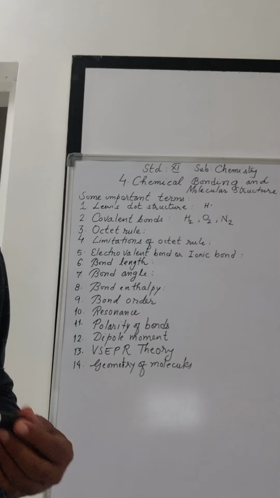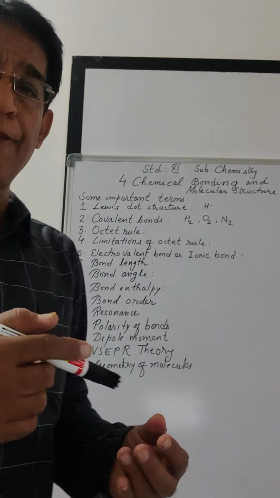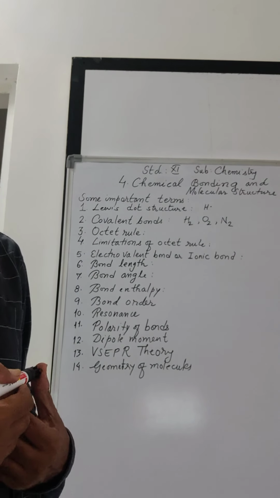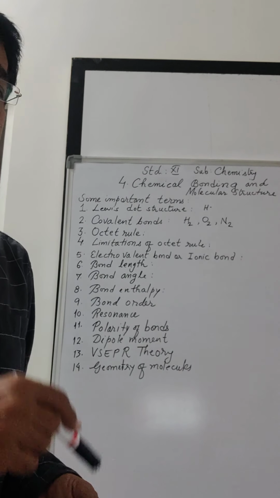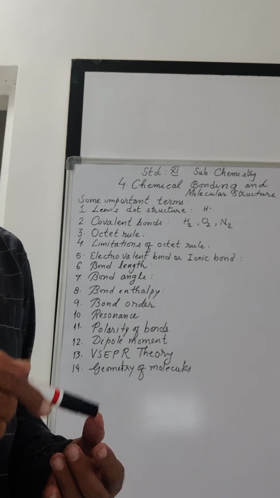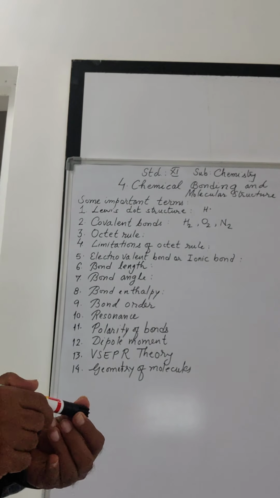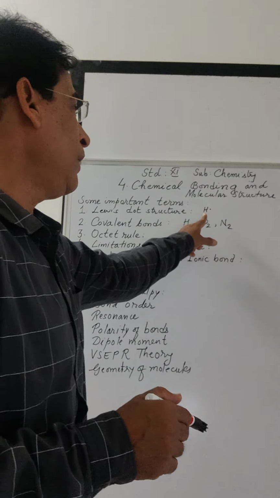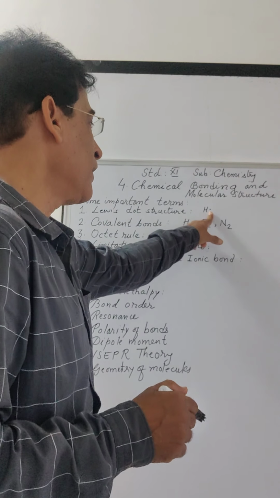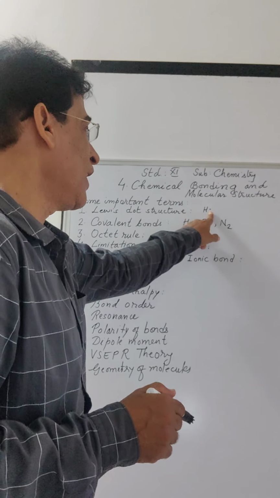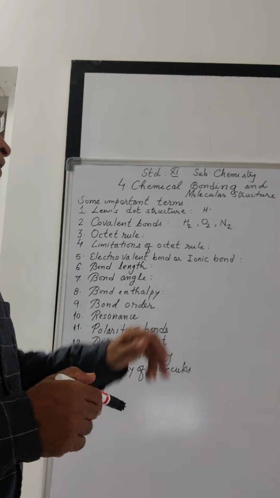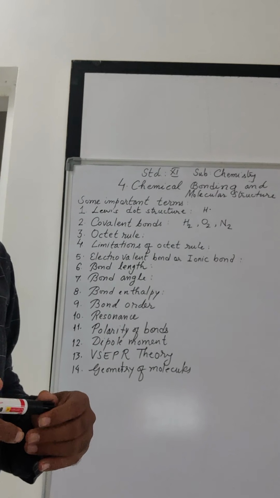Lewis dot structures are shorthand to represent the valence electrons of an atom. The structures are written as the element symbol surrounded by dots that represent the valence electrons. For example, hydrogen having one electron is expressed as a dot. Next topic is covalent bonds.